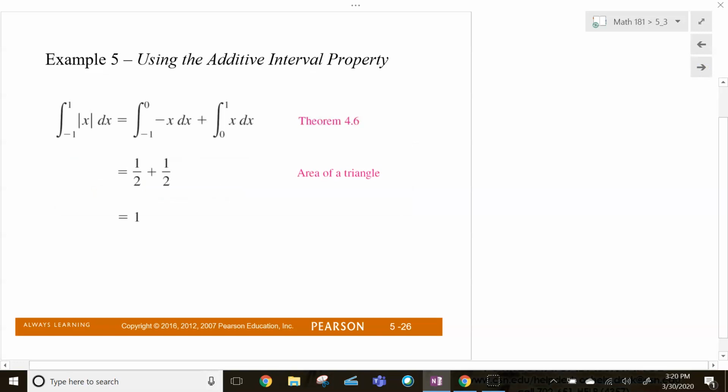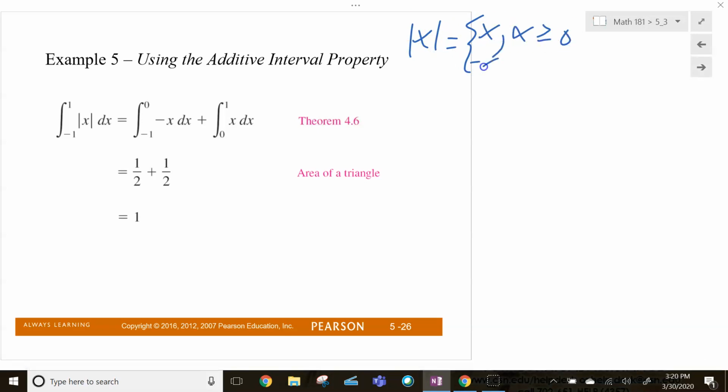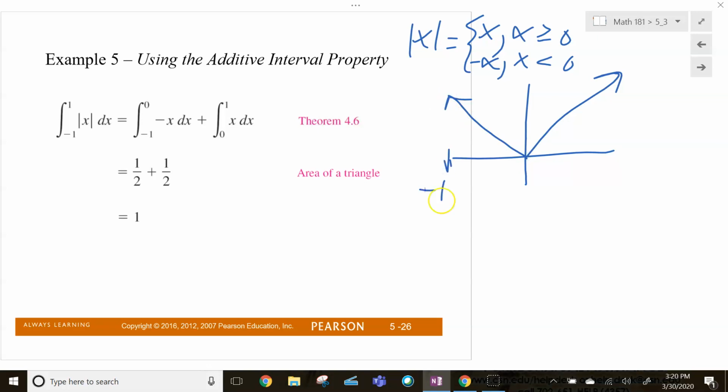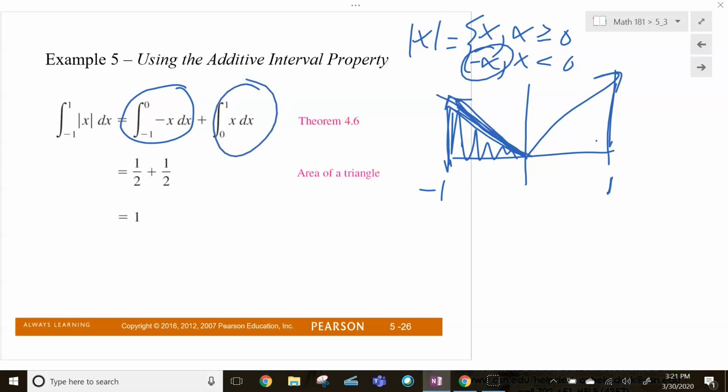An example of this would be the absolute value of x, which is defined as a piecewise function. You've got y equals x on this side, and y equals negative x on that side. So it can be split up. If you're going from -1 to 1, you'd split it up. You'd go from -1 to 0 of the negative x function, that's y equals -x, and then you'd add in the 0 to 1 part, y equals x dx.